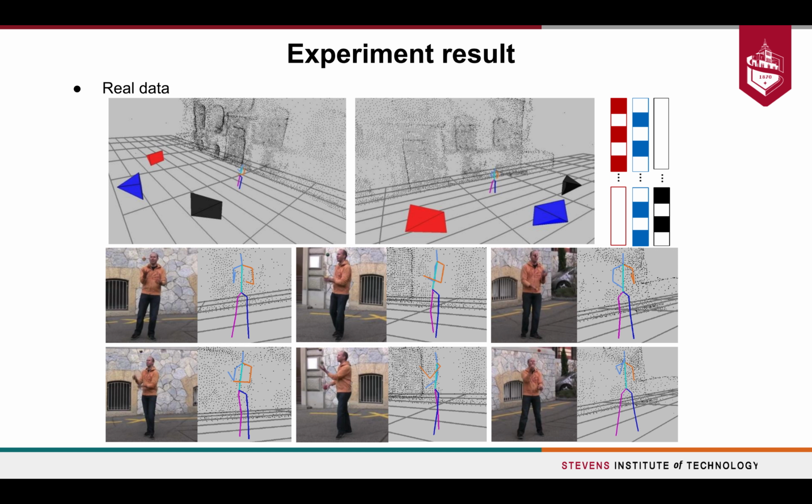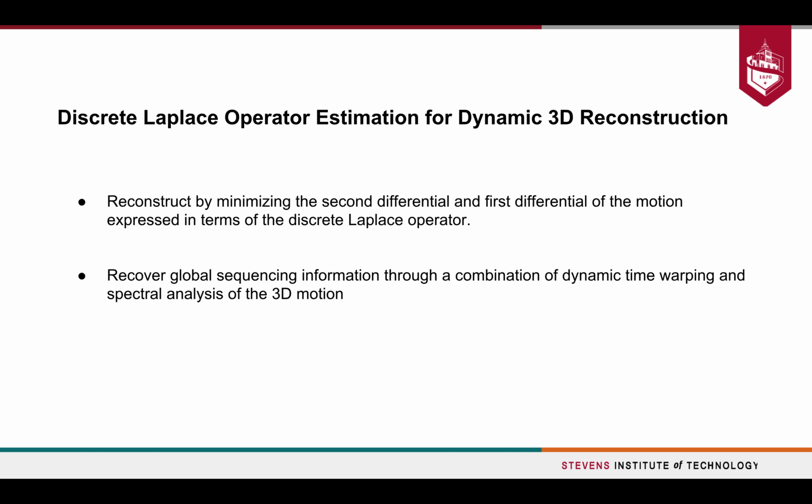Then this is some result for the real dataset. And here is our method called discrete Laplace operator estimation for dynamic 3D reconstruction. We reconstruct the structure by minimizing the second differential and the first differential of the motion in terms of the discrete Laplace operator. Also, we try to use a method to recover global sequencing information through a combination of dynamic time warping and spectral analysis of the 3D motion. I used too much time.